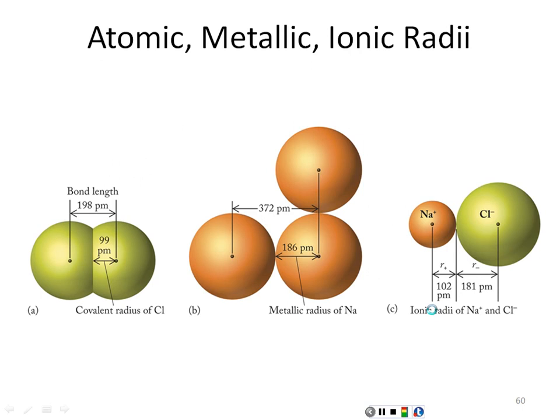And here we have the graphical representation of that. We have a covalent radius in a molecule of chlorine. If we look at sodium metal, that would become the metallic radius. And in an ionic compound, sodium chloride or salt, we have ionic radii.